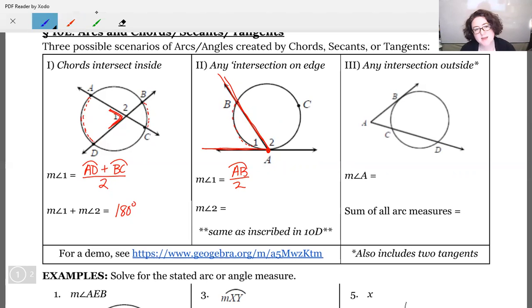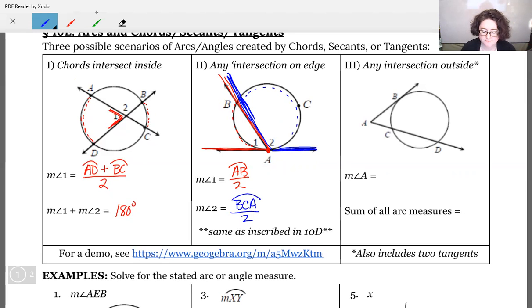We can do the same thing with angle 2. So again, if I highlight the sides of angle 2, they cut off our major arc BCA. So that means to find angle 2, all we need to do is take the measure of the BCA, again, our major arc, divided by 2. That's it. Alrighty, so let's do some practice problems.